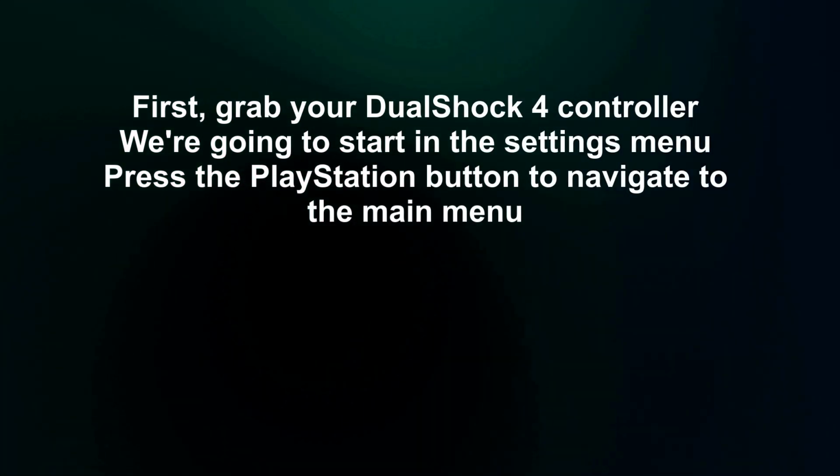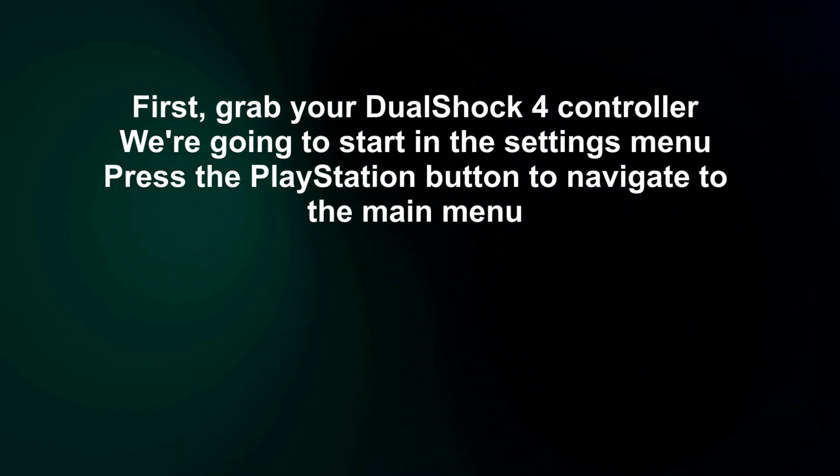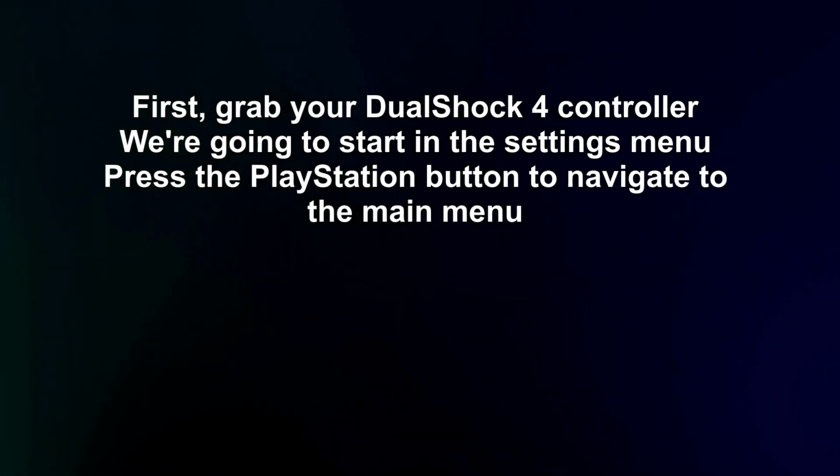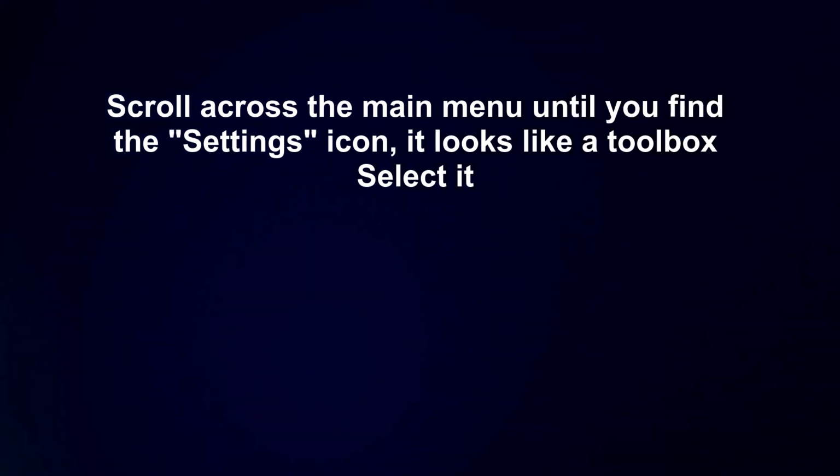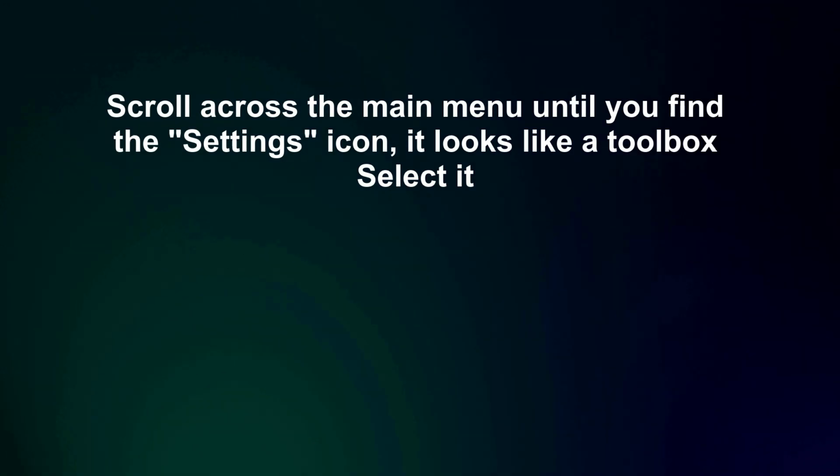First, grab your DualShock 4 controller. We're going to start in the settings menu. Press the PlayStation button to navigate to the main menu. Scroll across the main menu until you find the settings icon. It looks like a toolbox.